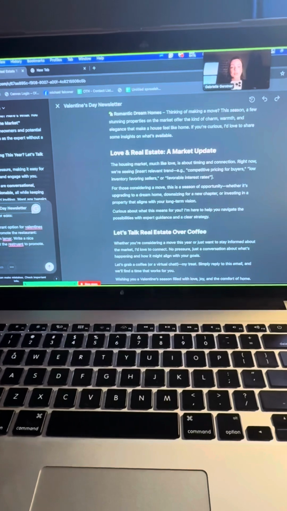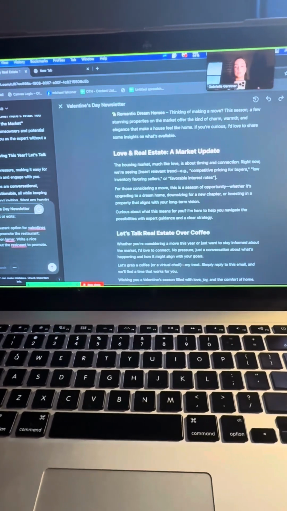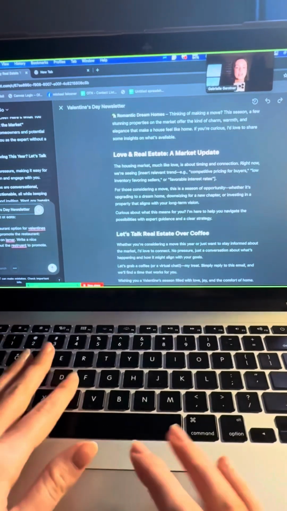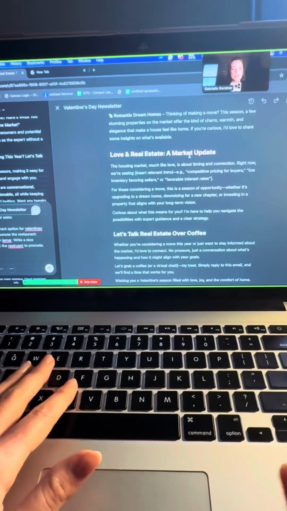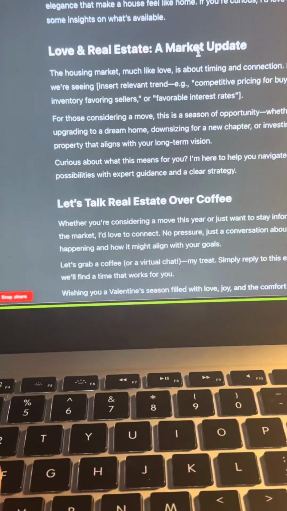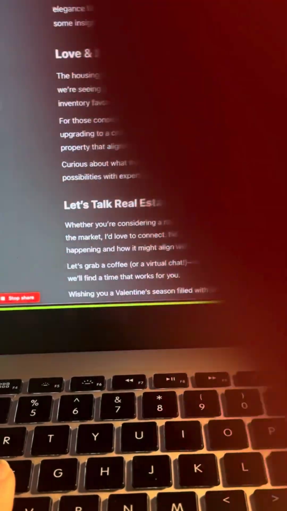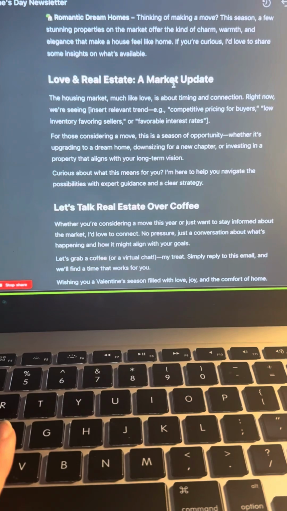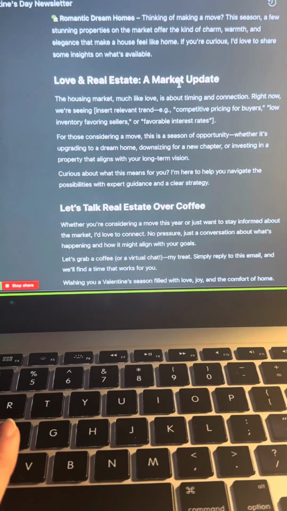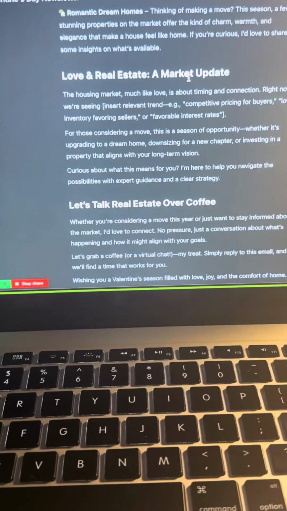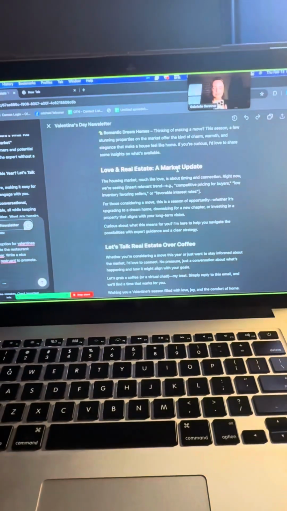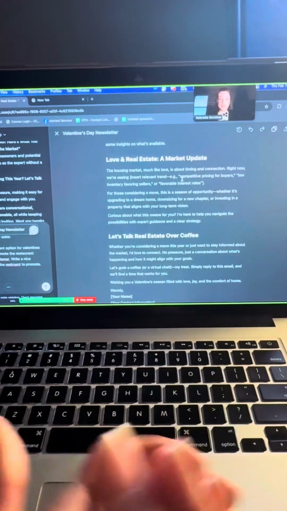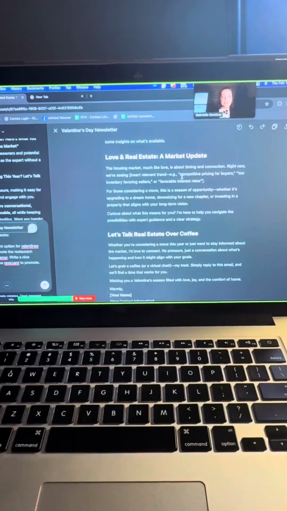So without any effort on your part, you don't have to go into the psychological toning where you want to have authority and be an advisor. It's already going to hit that. The housing market, much like love, is about timing and connection. So it's telling you to add it. And then for those considering a move, this is the season of opportunity, whether it's upgrading to a dream home, downsizing for a new chapter, or investing in a property that aligns with long-term vision. Fluff, fluff, fluff. But good fluff. It's not bad fluff. It's fluff. Anyhow.